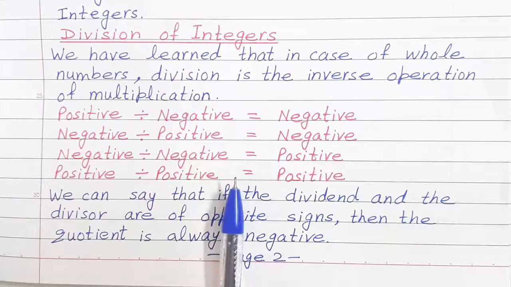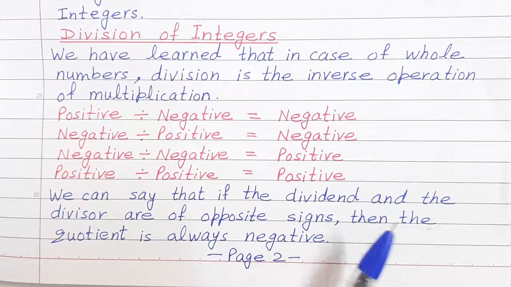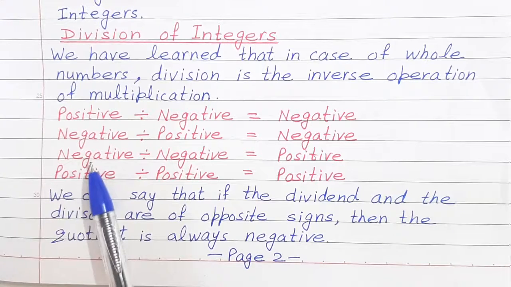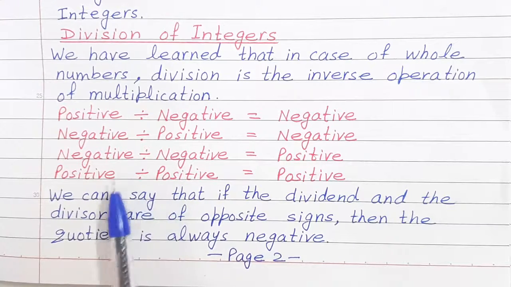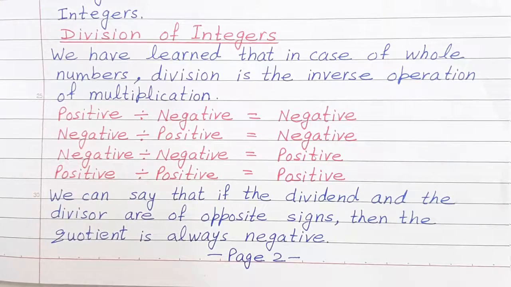Now I hope you all have understood now. So we can say that if the dividend and the divisor are of opposite signs, then the quotient is always negative. And on the other side, if the dividend and the divisor are of the same sign, that is both negative or both positive, in that case the answer is always positive. I hope it is clear.